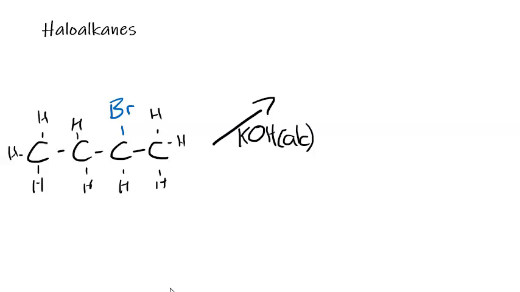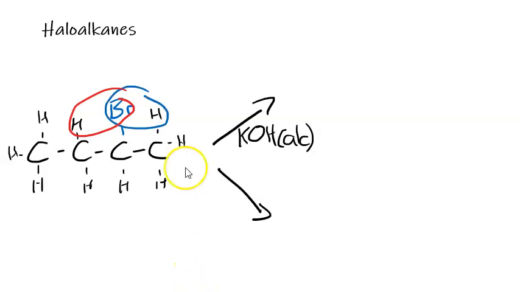The rest of this is just exactly the same as what we talked about before. We could either have the bromine and the hydrogen to the left of it being eliminated, and then having a double bond formed between those two carbon atoms, or we could go in the other direction and have bromine and hydrogen on that side being eliminated and forming a double bond that way.